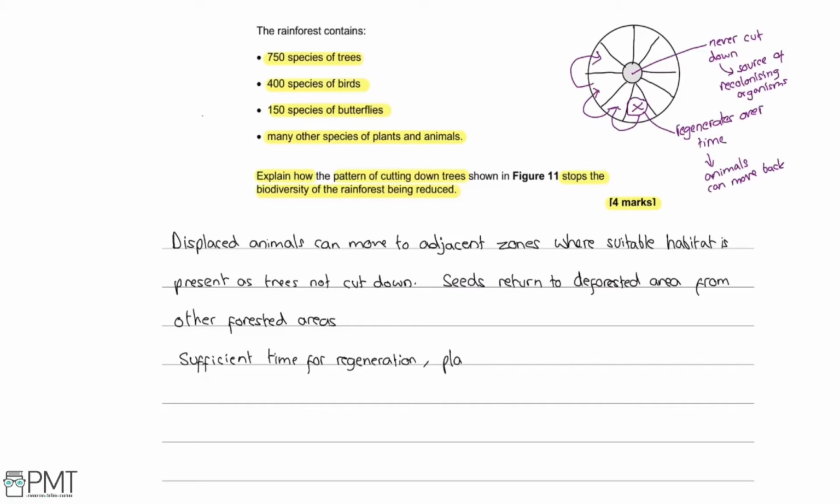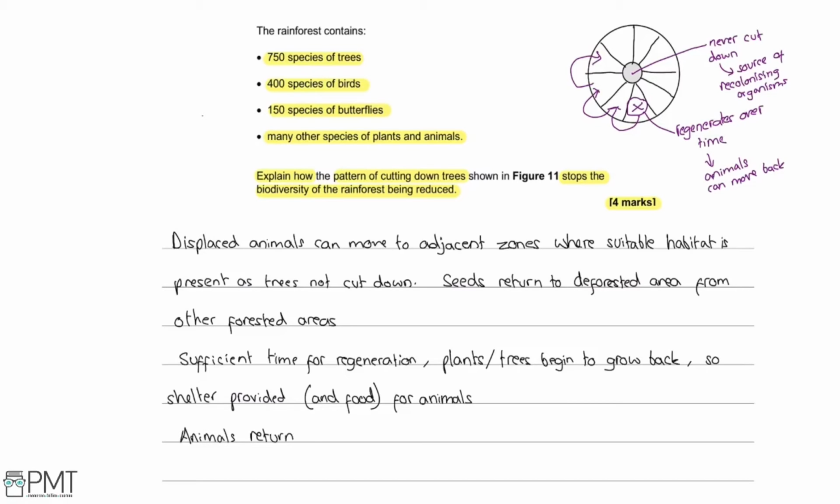And you can make a statement that there is sufficient time for the regeneration and for the new plants and trees to grow because it does take 30 years to even cut down one section. As these new plants and trees grow back, you then also get the habitat back for the animals and it provides them with food and shelter. So you say that the animals will then return to the regrowing area and help regenerate it.